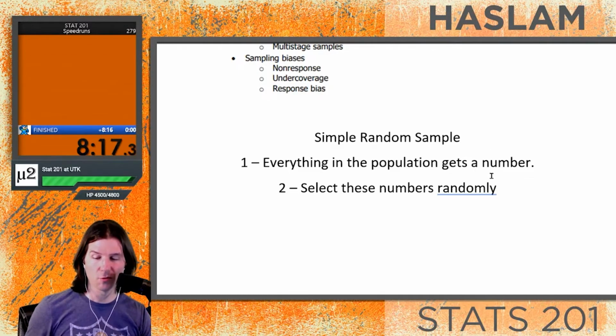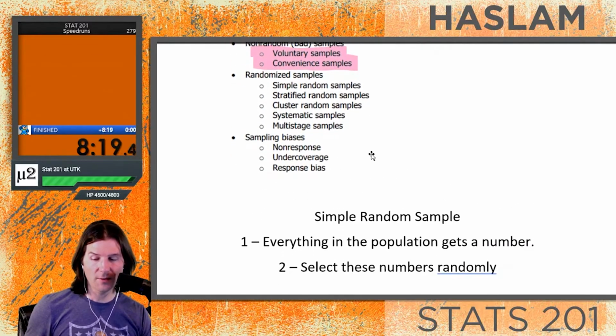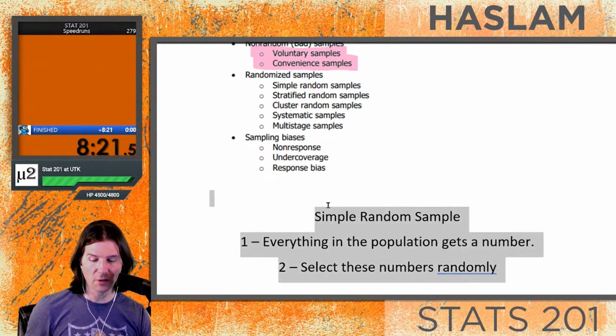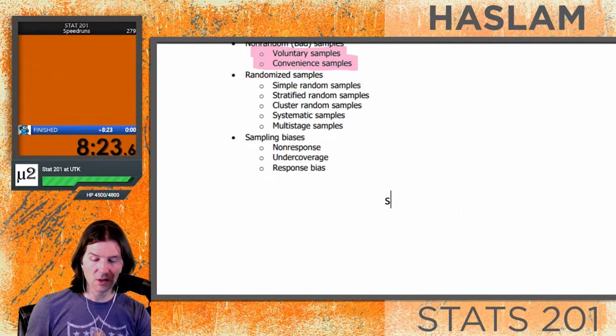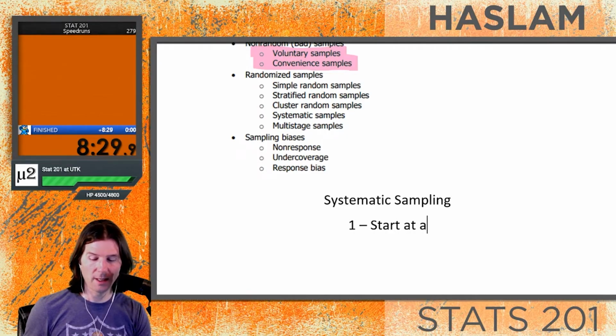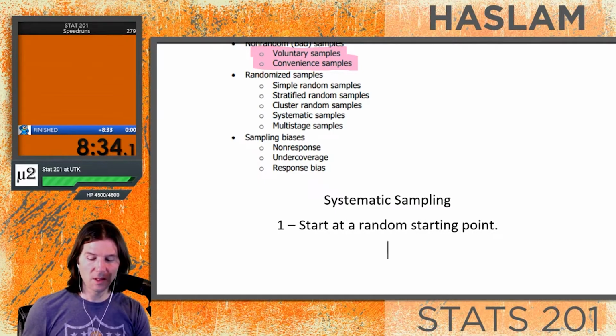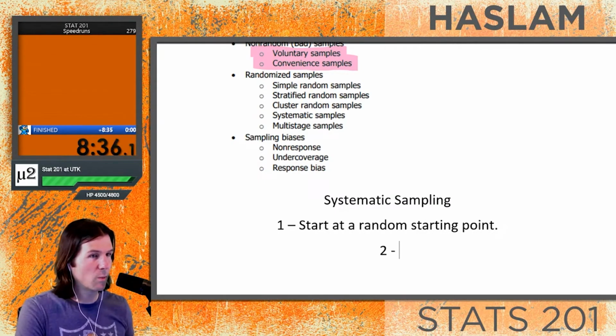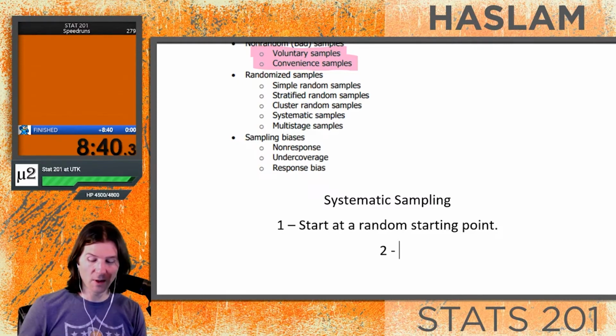Okay, simple random sample is great. Next, we have stratified. I'm actually going to go to systematic because these are the easier ones for the moment. So let's go to systematic sampling. When you do systematic sampling, you start at a random point. The reason we do this is because there might be variation in some way with where we start, so we try to make where we start random. So we start at a random starting point, select every kth observation.